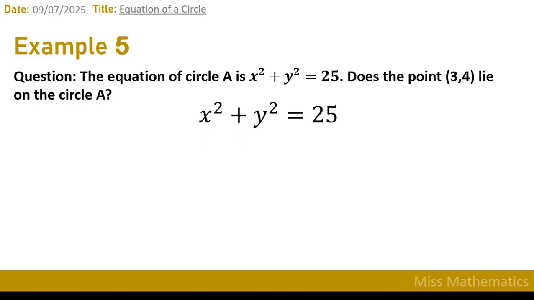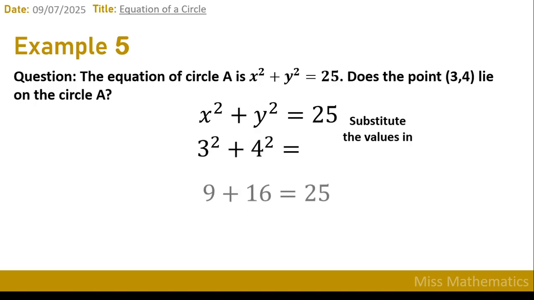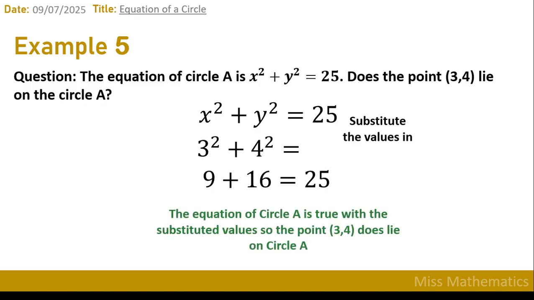So we have x squared plus y squared equals 25. We substitute the values in, so we get 3 squared plus 4 squared. 3 squared is 9 and 4 squared is 16, and this equals 25. That means the equation of the circle x squared plus y squared equals 25 is true for the point 3, 4, and it does lie on the circumference. Therefore, the answer is yes.